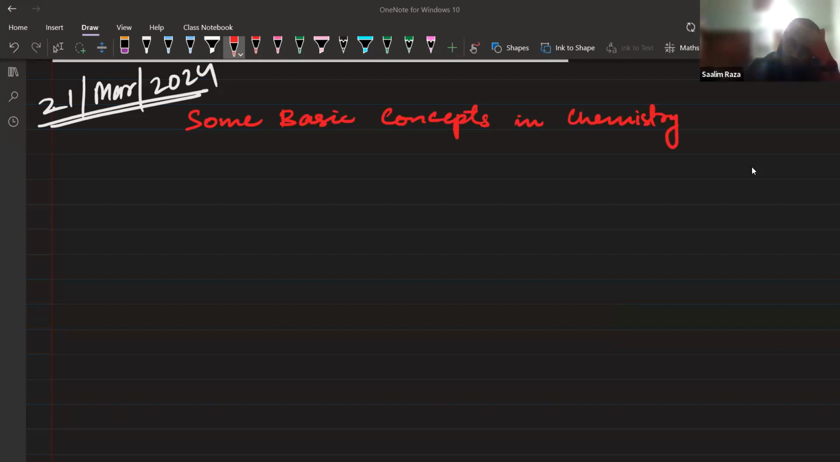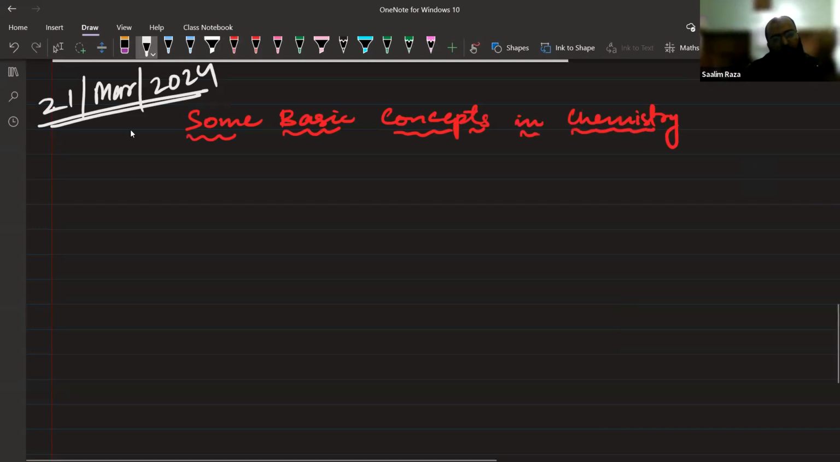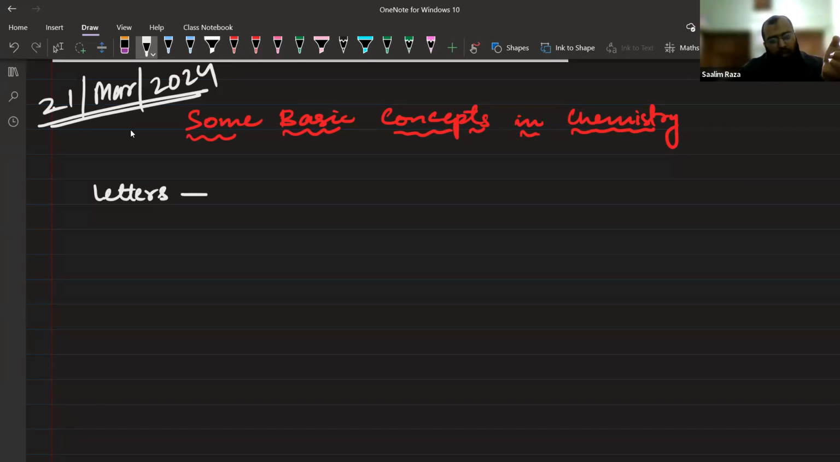Now, in some basic concepts of chemistry, you will understand the language of chemistry. Each and every language is made up of different letters. Obviously, letters don't have any meaning by themselves, but proper formation and placement of letters will give you a word. You cannot combine any letters. A proper combination will give you a word.